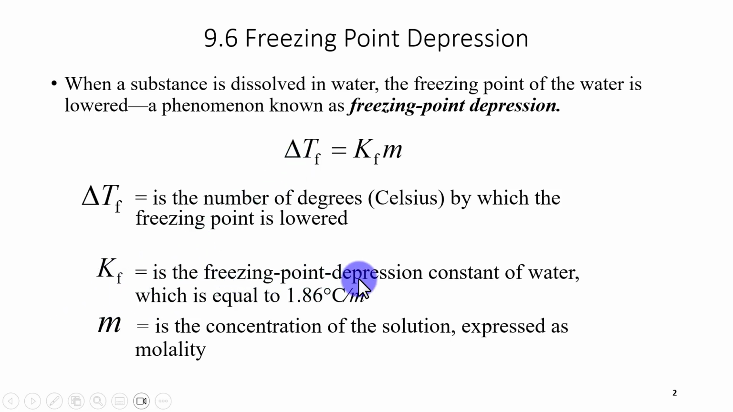Kf is the freezing point depression constant for water, and it's given as 1.86 degrees Celsius per mol. And then m is the concentration of the solution expressed in molality.